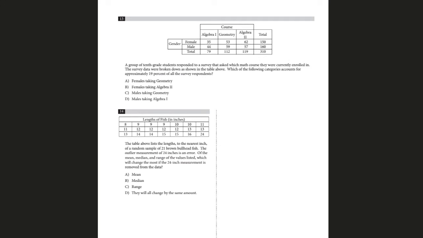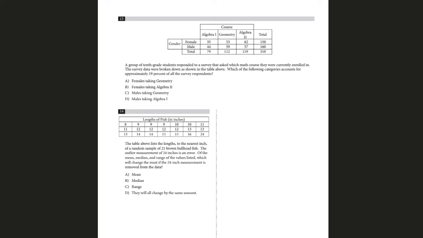Okay, so for question number 13, a group of 10th graders responded to a survey. So we have to find out which of the following categories accounts for approximately 19% of all survey respondents. This is just a trial and error kind of question. Let's try out option number A.